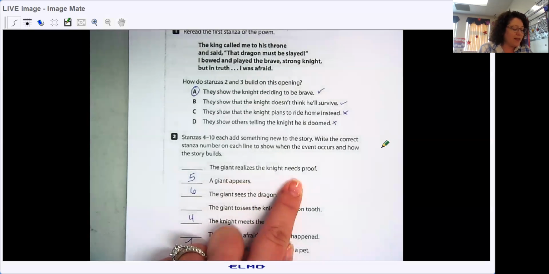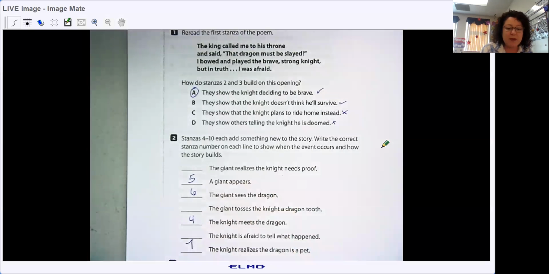The giant realizes the knight needs proof. That's exactly what they said, right? That was 8.